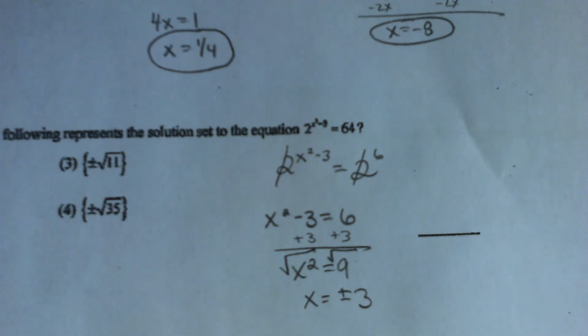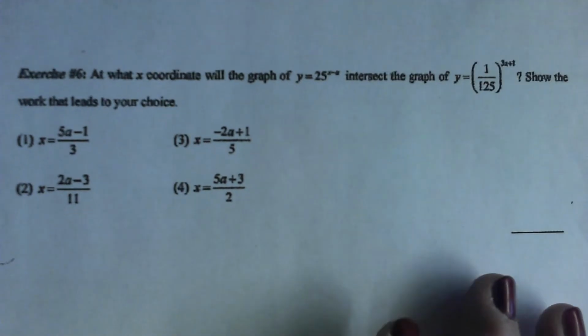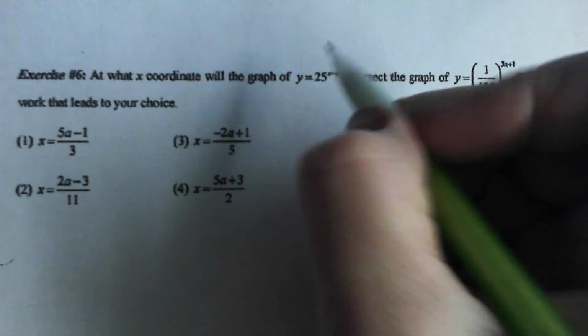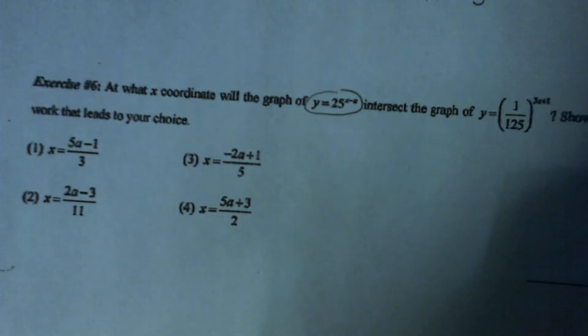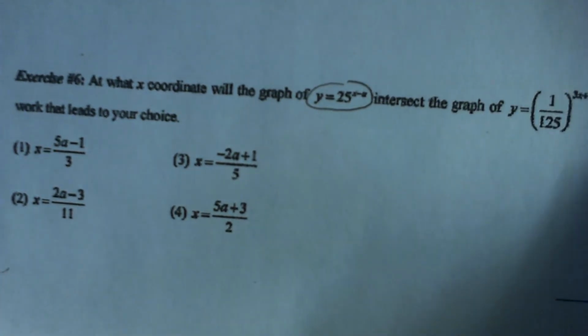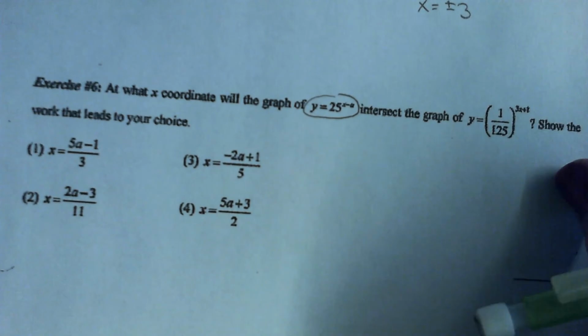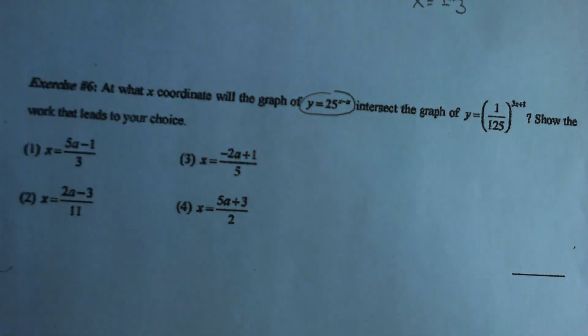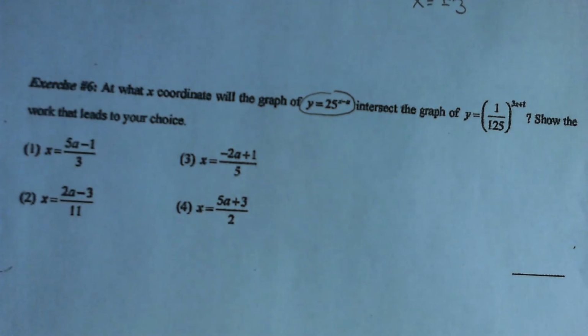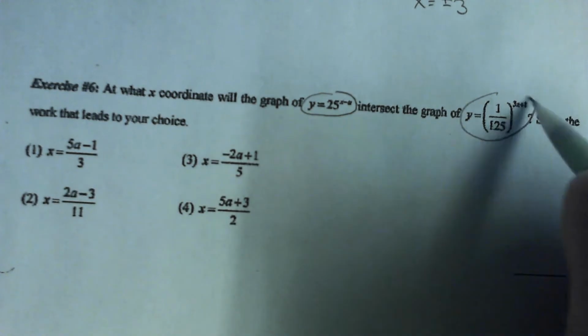Okay. Number 6, same skill, different way of asking it. At what x coordinate will this graph, y equals 25 to the x minus, what does that look like to you? An A, right? It looks like an A to me, but I feel like that's not right. Oh, no, it is an A, because there are A's in the answer. Okay. Intersect the graph of y equals that.